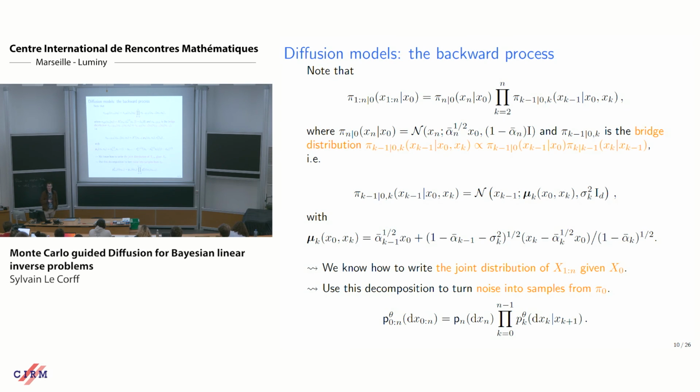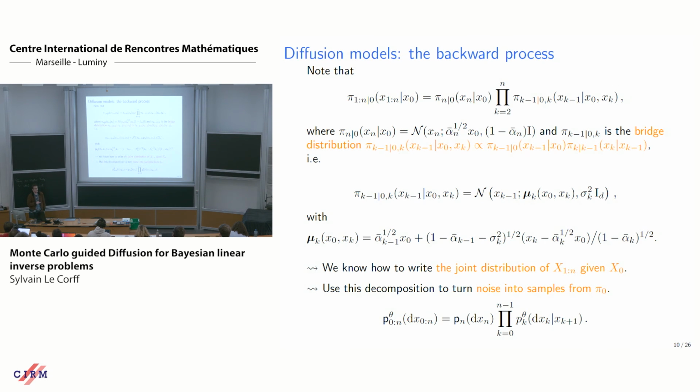You know that it's a Gaussian because we've used an Ornstein-Uhlenbeck process. And you end up for this distribution with a law which is a Gaussian with a mean which is explicit in xk and x0. So the important part is that at each time, your Markov kernel depends on x0, which you've sampled from.